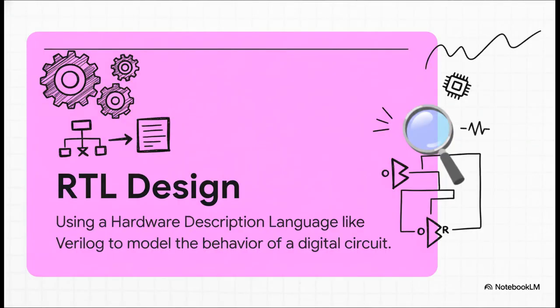And this is a super crucial distinction to make. RTL is not like your typical software programming, right? With something like Python, you write instructions for a processor that already exists. With a hardware language like Verilog, you are describing the physical structures themselves, the logic gates, the memory, the wires connecting it all. You're building the thing from the ground up.